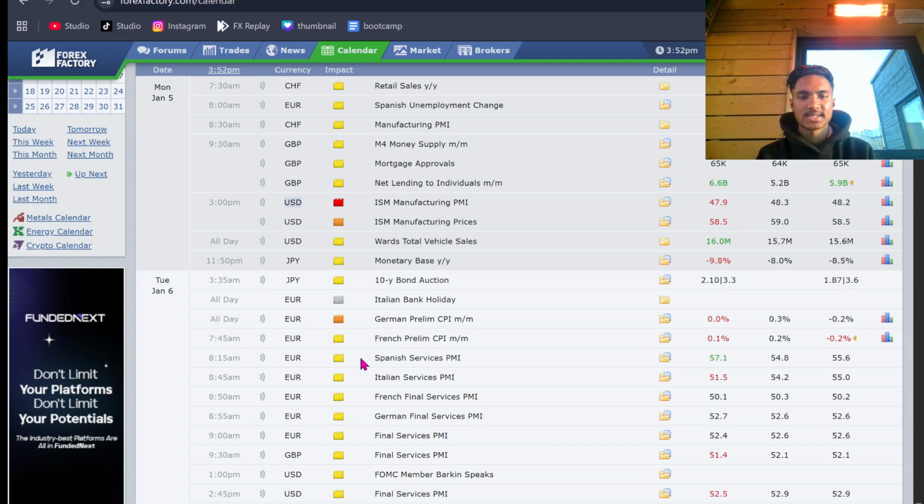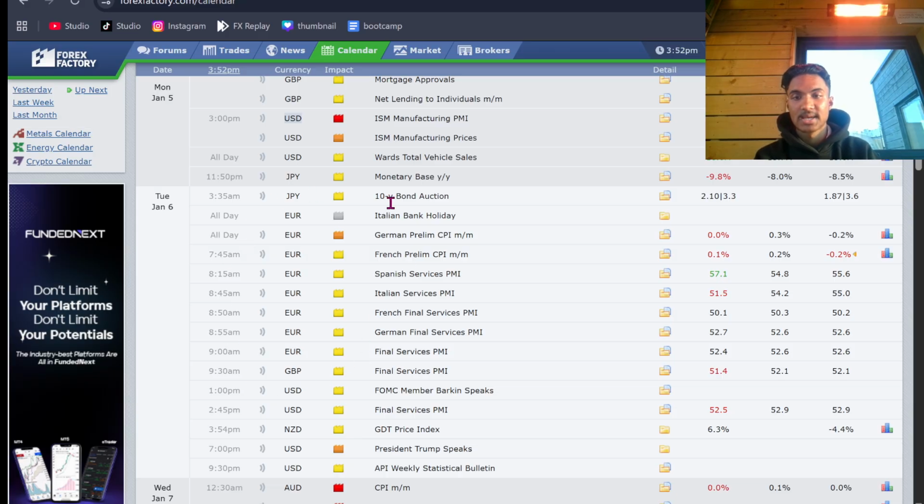Let's just do some more practice, but make sure you guys also look at this website yourself and make sure you become familiar with it. So let's just see Tuesday, yeah. So as you can see, there's no USD news. Well, there is, but they're yellow folder, but they're very low impact, so it doesn't matter.